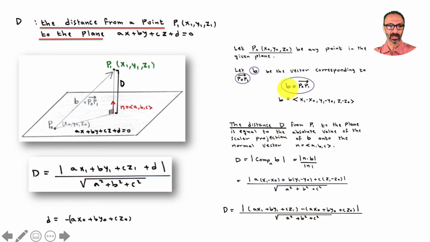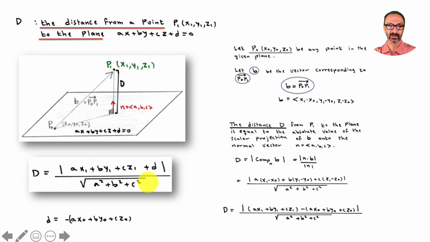Take a look. I talked about B, and you know what B is. The distance D from P sub 1 to the plane is equal to the absolute value of the scalar projection of B onto the normal vector N, A B C. Of course, if this is short, it's going to extend and cover this whole length. The scalar projection, we had it before, is the dot product between N and B divided by the magnitude of N. That's how the formula was developed in a previous video. We know how to do the dot product between N and B. I have B and I have N, which is A B C. This is a dot product, magnitude, divided by the length of the normal, and that's it.